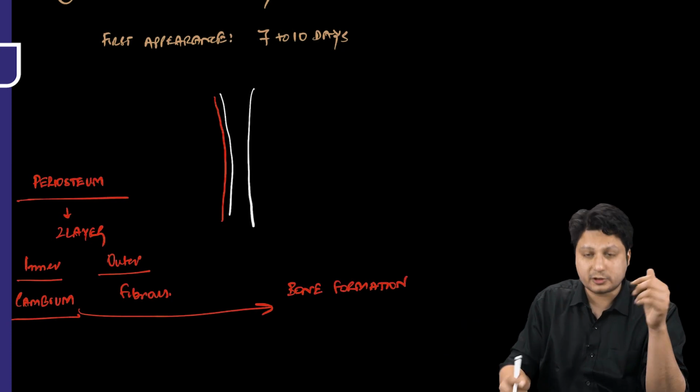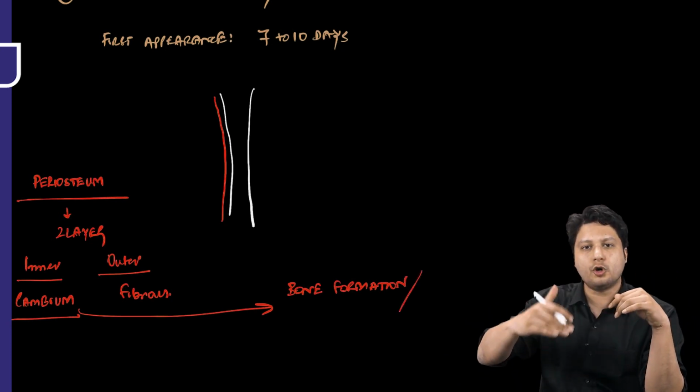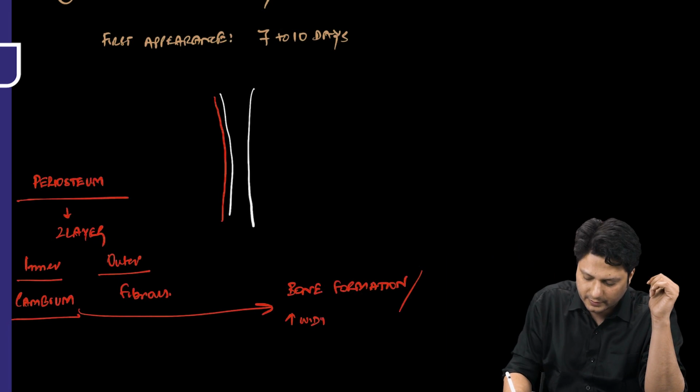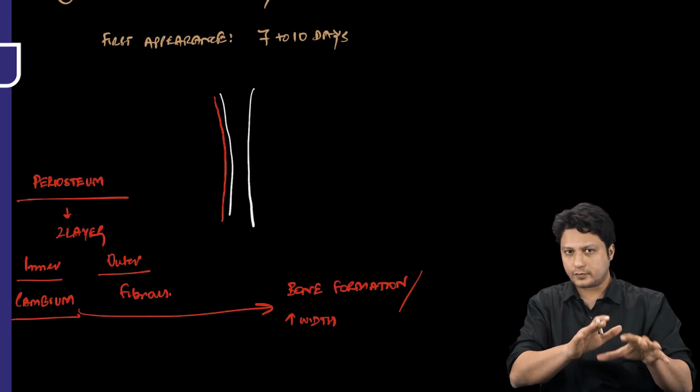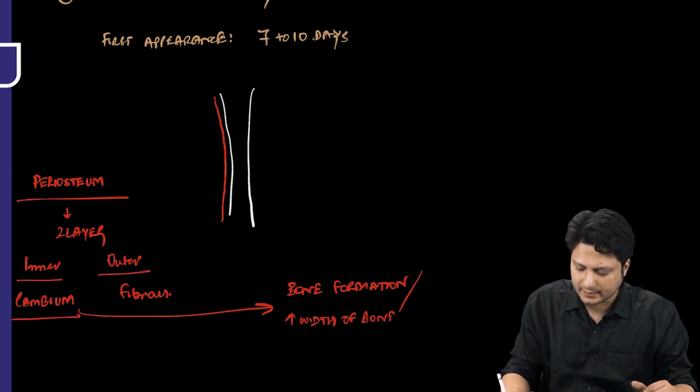It is contributory to bone formation, and it is also responsible for increasing the width of the bone, because it has osteoprogenitor potential. So bone formation, increasing the width of the bone. This is the normal physiological function of the cambium layer of the periosteum. Width of bone is increased by this cambium layer.